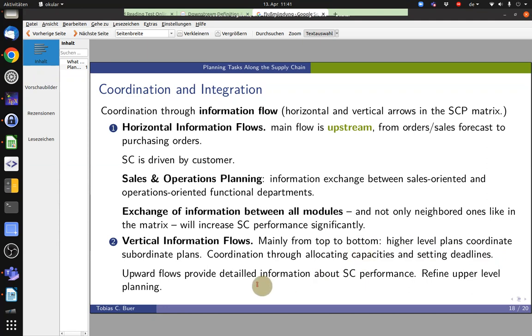Of course, there's also some information flow from the lower level to the upper level. And this can be very helpful to inform the upper level about potential problems, potential bottlenecks that have been overlooked, about more realistic things that happen. And the upper level then should come up with a new updated plan.